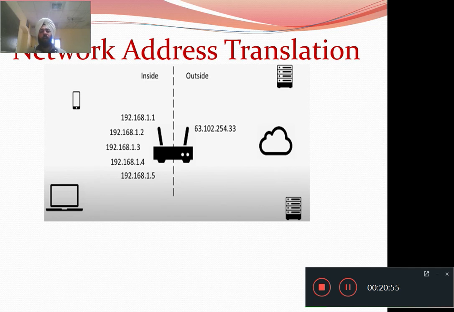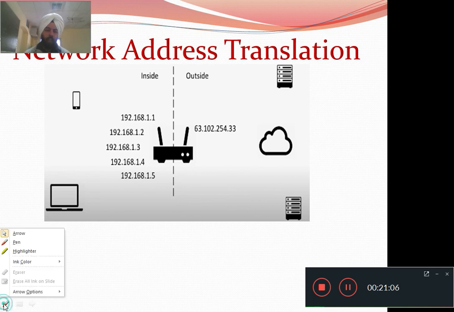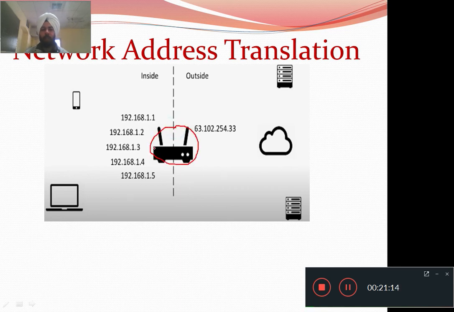To overcome this problem, we can use network address translation, in which one IP address is assigned to our computer or college, like 63.102.254.33. This is outside, and inside we can do the networking. This has five IP addresses. When we send an email, first this will send, this will communicate, and this will respond back.